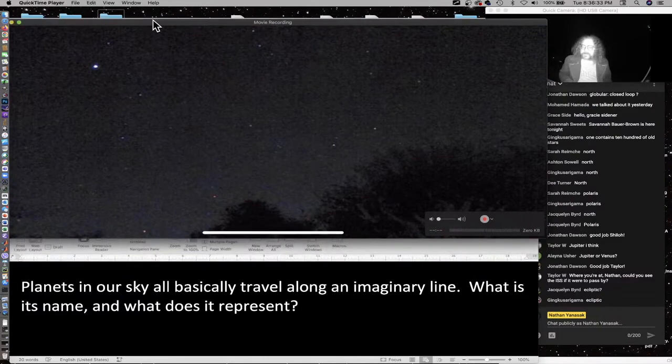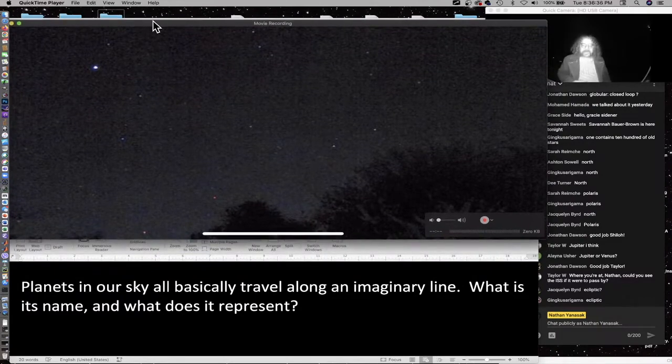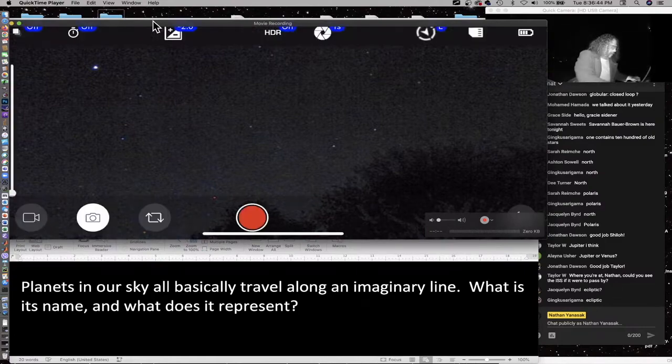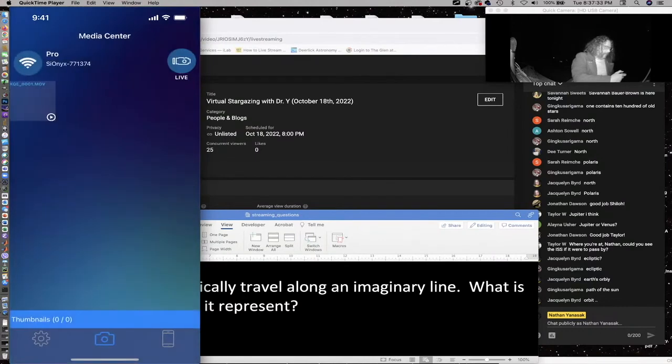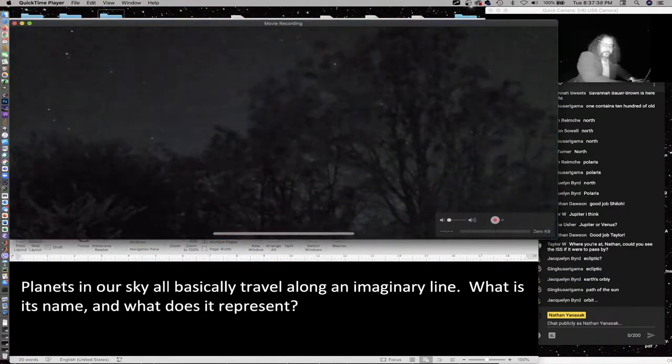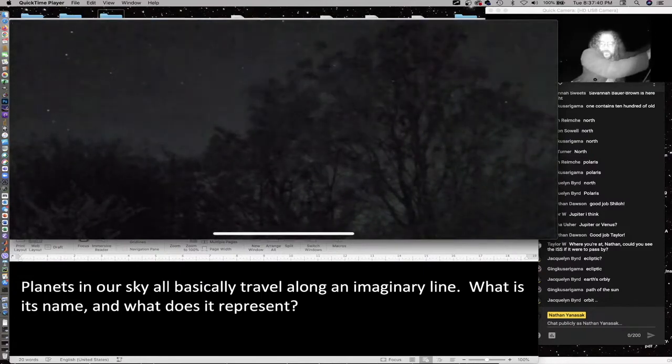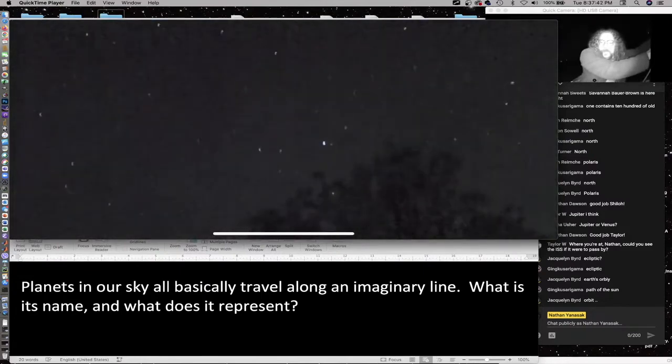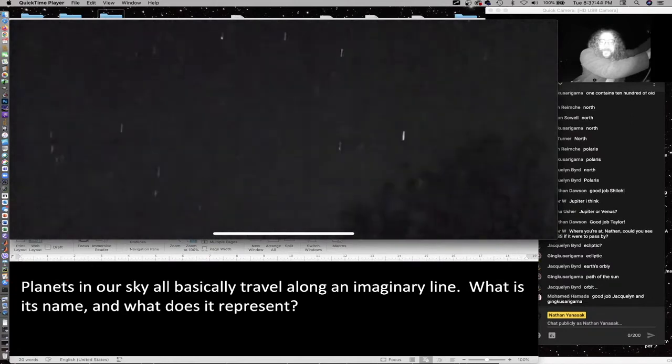Right. The ecliptic. Yes. So that's the answer to the name. What does the ecliptic represent? I'm having Wi-Fi issues tonight with my camera here. Okay, so yes, that's correct. It represents the path of the sun.